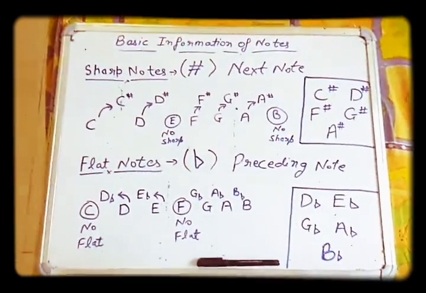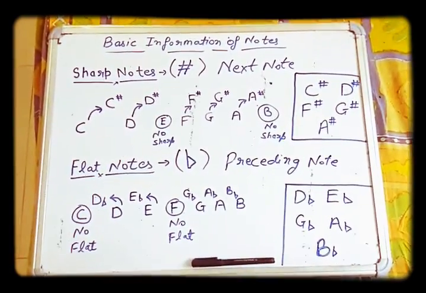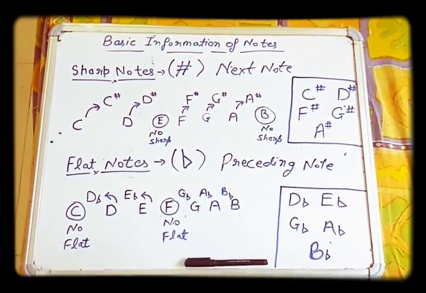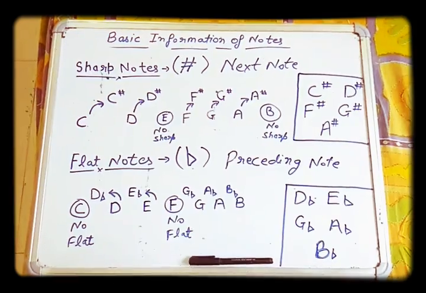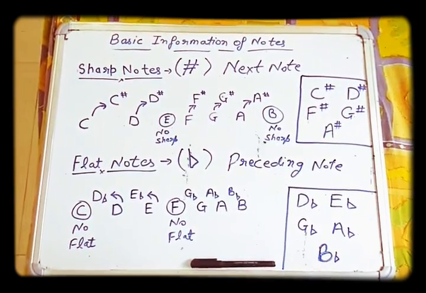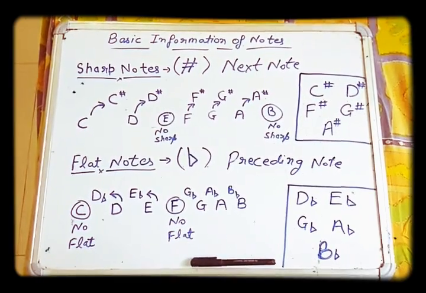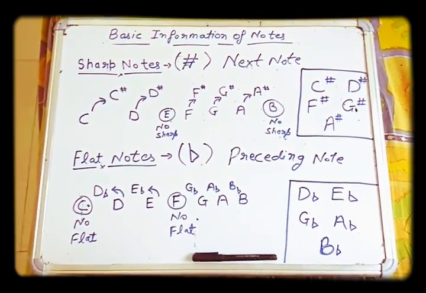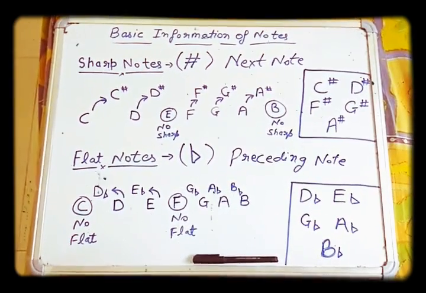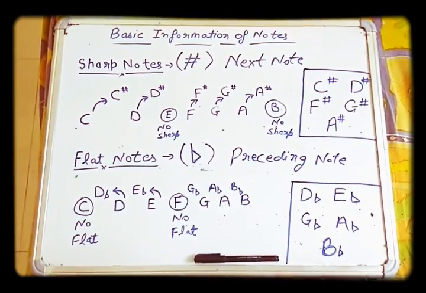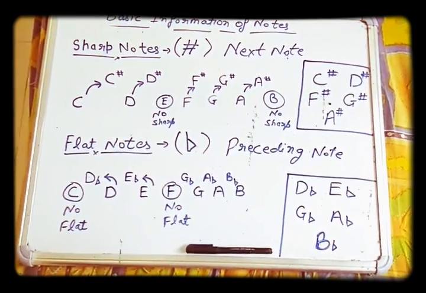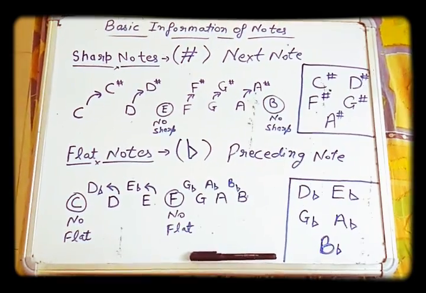And in this lesson I'm going to share more information about the notes. So the topic is basic information of notes, and in the previous tutorial we had discussed the correlation between the notes which are represented in the Indian method and the notes which were represented in the Western method. So we tried to find out the correlation between the two, the link between the two.